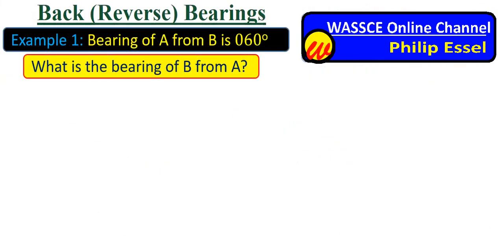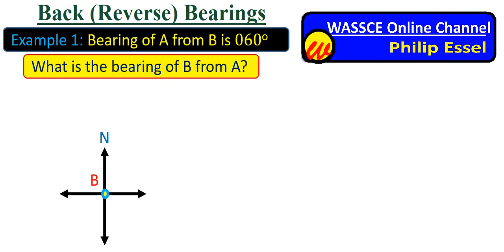Example 1. The bearing of A from B is 60 degrees. What is the bearing of B from A? So first, we would have to draw a diagram showing a bearing of A from B, which is 60 degrees. Remember, because we are moving from B to A, we will need to draw our first cardinal point with the origin B, because that's the starting point, the origin.